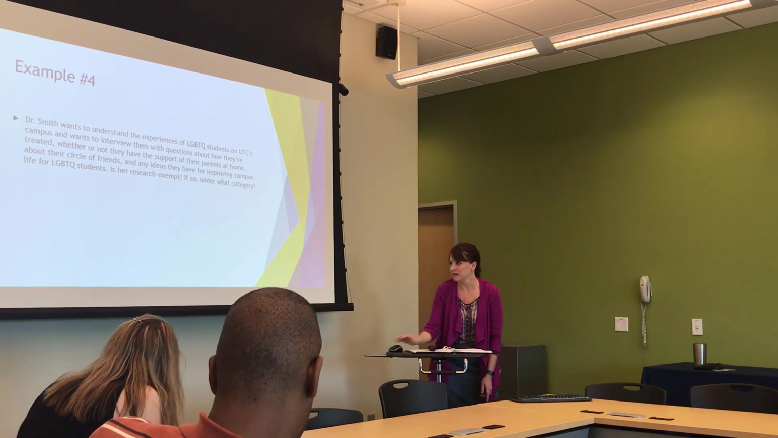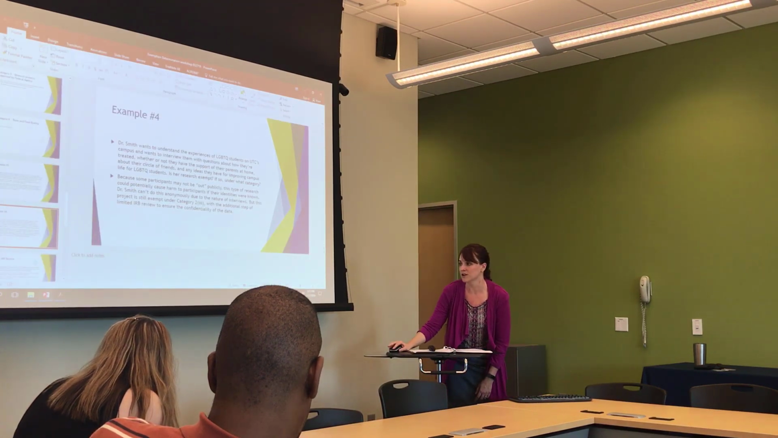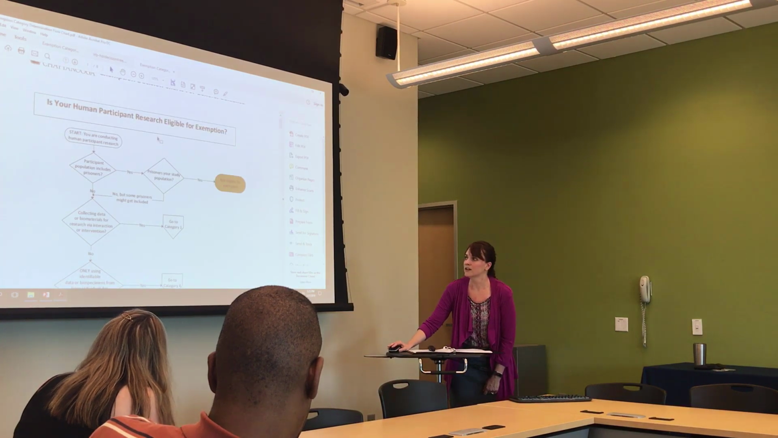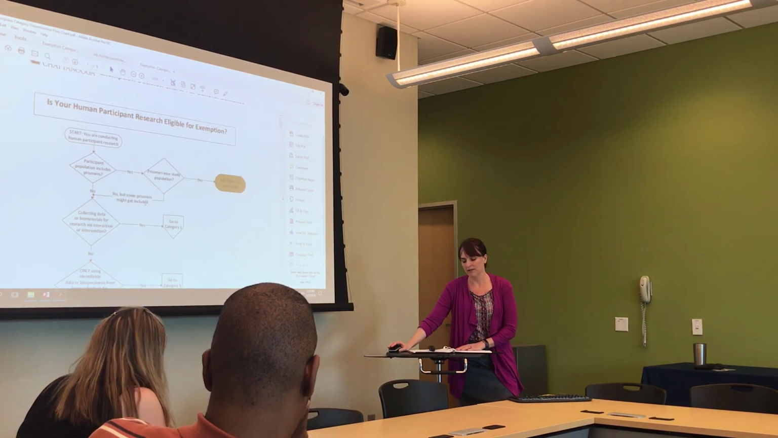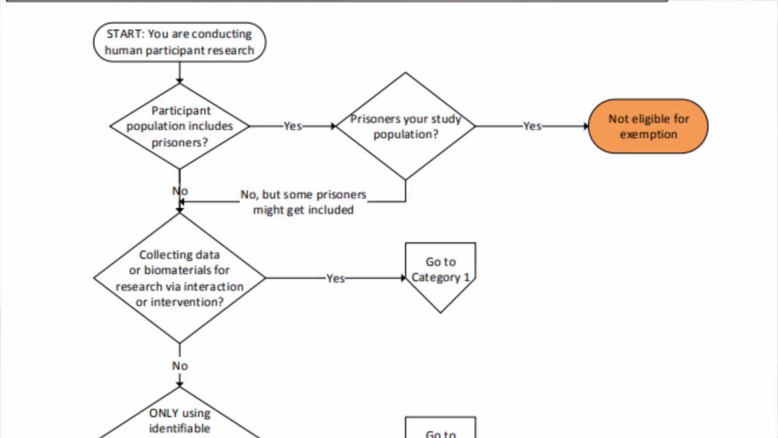We kind of talked about this a little bit with our last one, but let me just go through the flow chart since we haven't done that yet with you guys. We're going to start at the beginning and walk through our flow chart. It says, you are conducting human participant research. Participant population includes prisoners, yes or no? No, it doesn't. Some prisoners might be included, they might just randomly be part of your population.